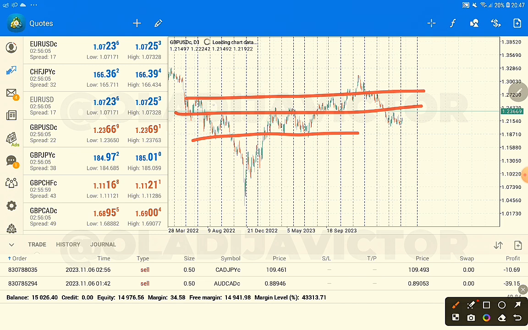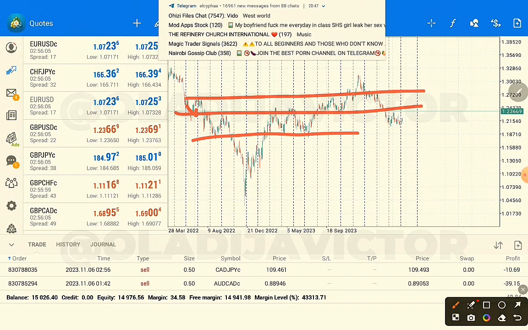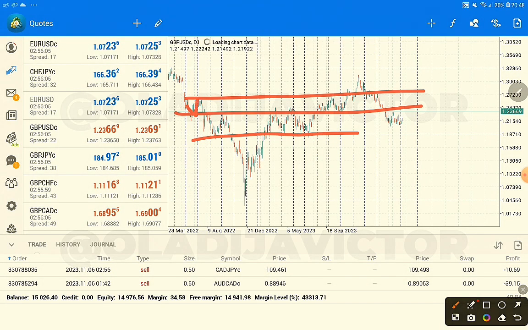So I didn't draw the line where this was supposed to be a resistance, but I'm a support. But this is a resistance. The market got to this point and went back down. It broke this. This is a resistance. This is another resistance. There was a little support here. Then the market broke down, broke up. This is a resistance.